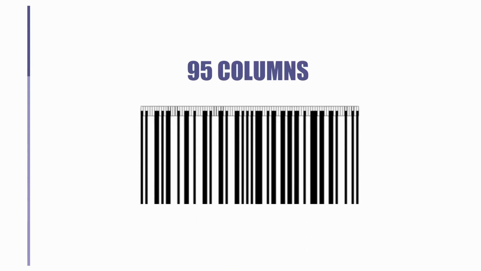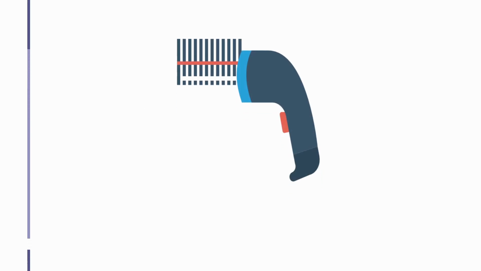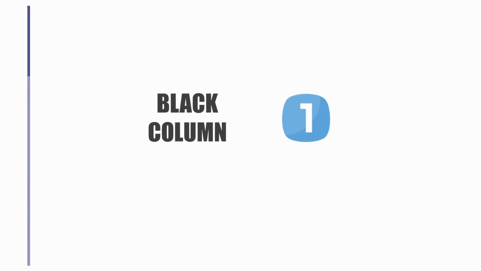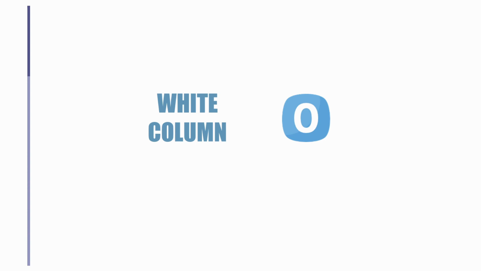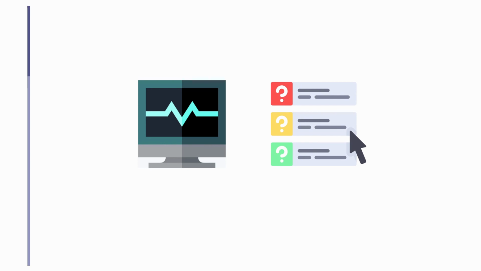A barcode is separated into 95 evenly spaced black or white columns. When the scanner scans the barcode, the laser will not be reflected by the black column, which means 1. The white column will reflect the laser, which means 0. All this information will be sent to the computer and will show the information about the product.